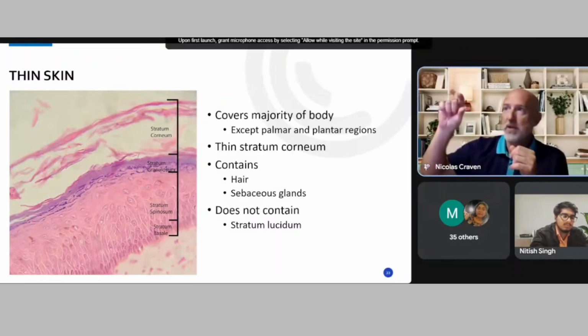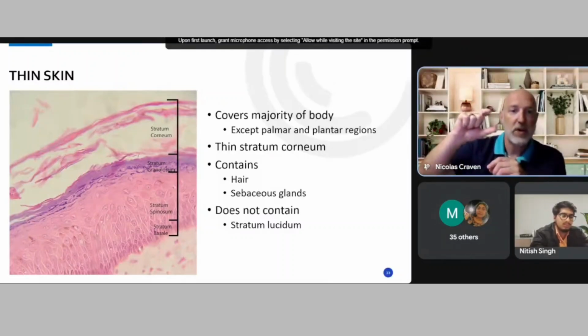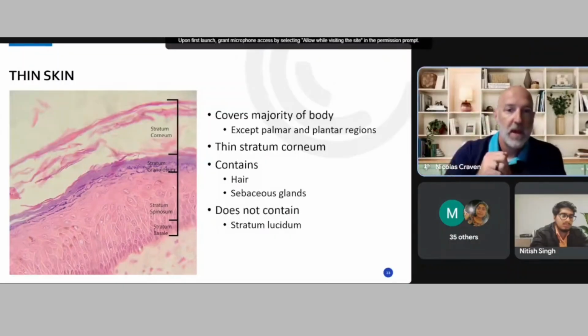At the top right here, you can see where it says stratum corneum, and it's thick here, but it's even thicker in thick skin. And in thin skin, you have the hair and the sebaceous glands. You're not going to have those in thick skin. And then, as I mentioned before, typically you're not going to have the stratum lucidum in thin skin. It's only going to be in thick skin.